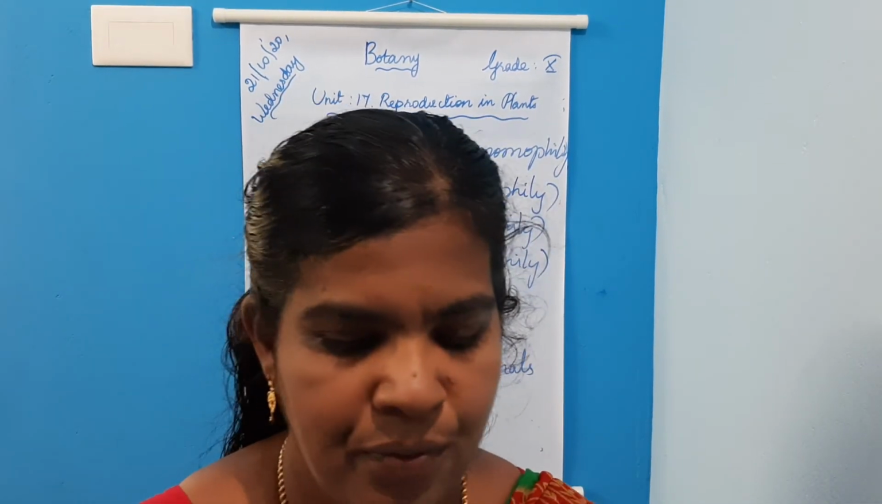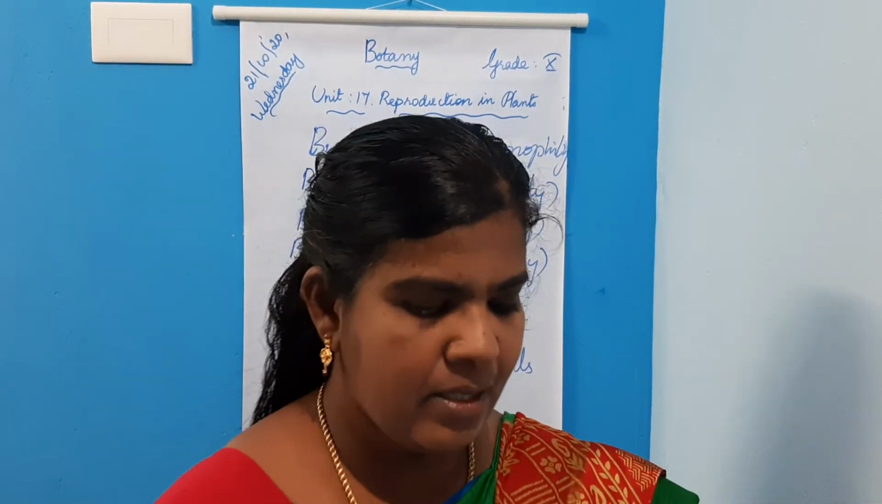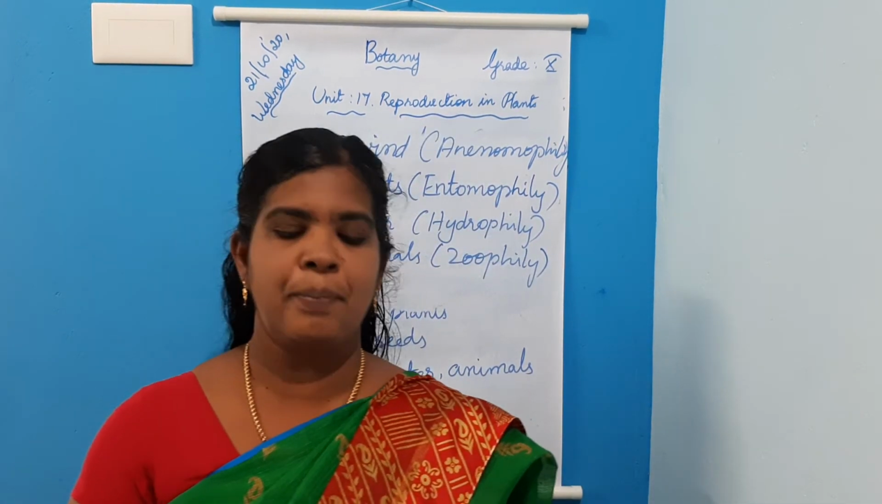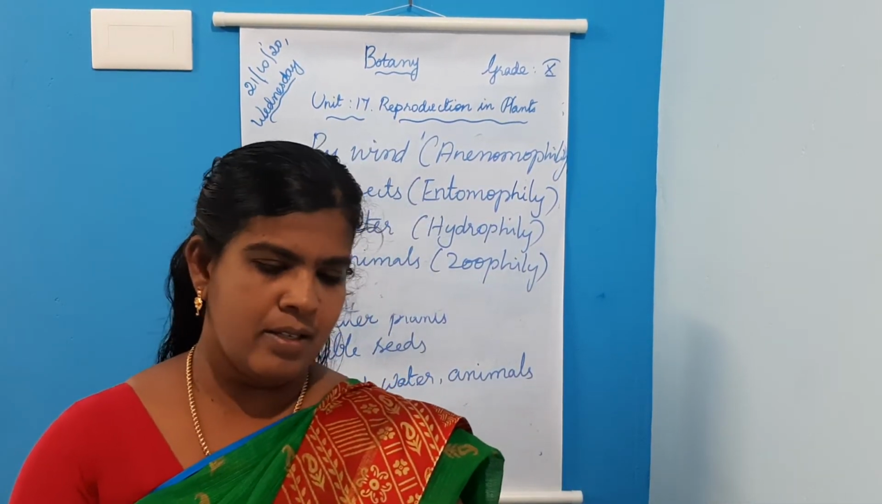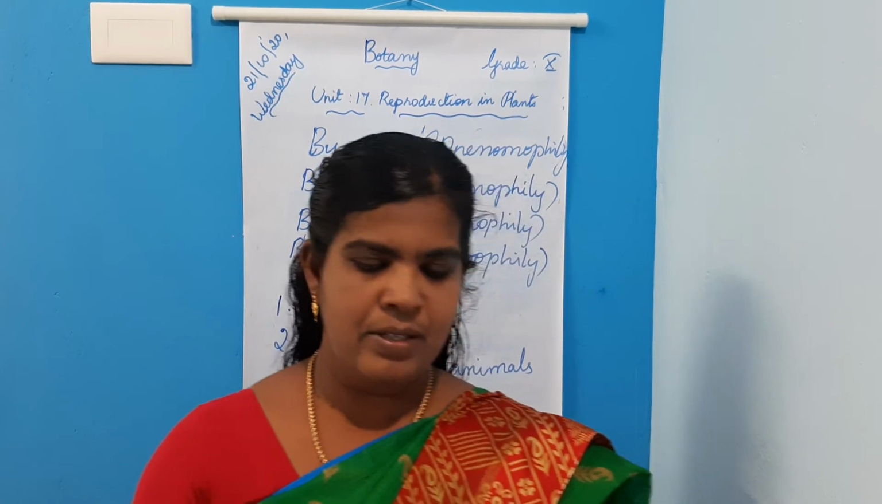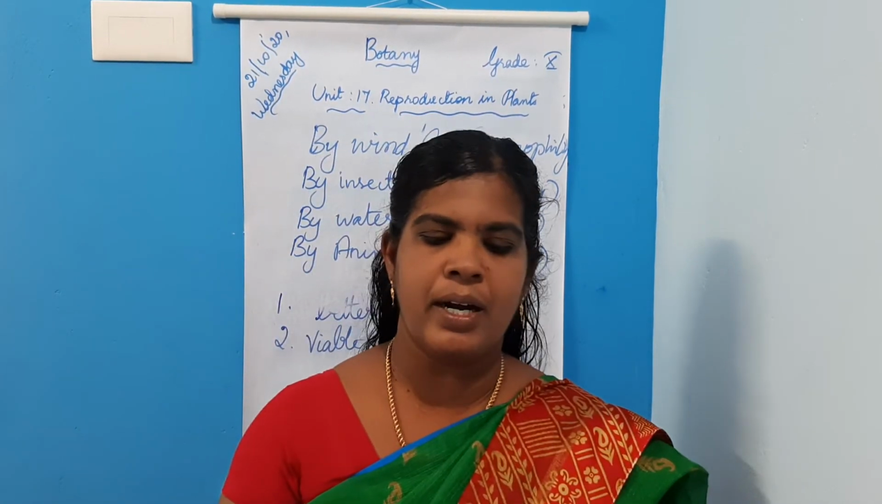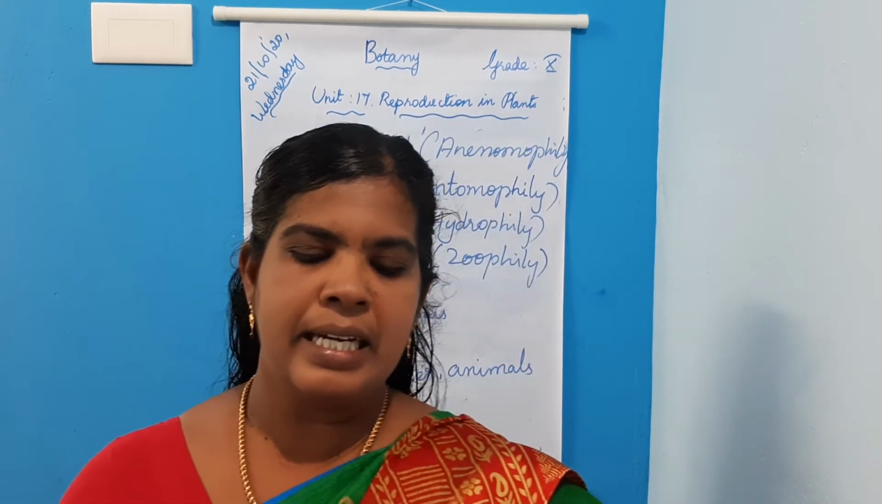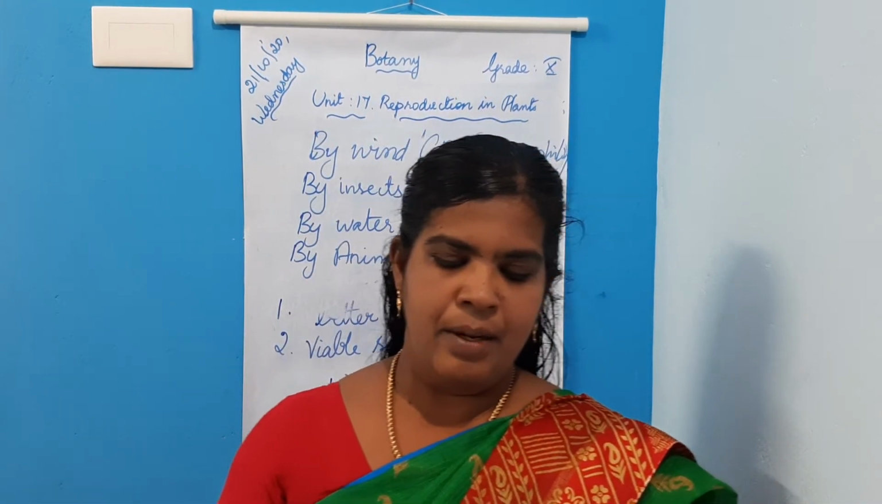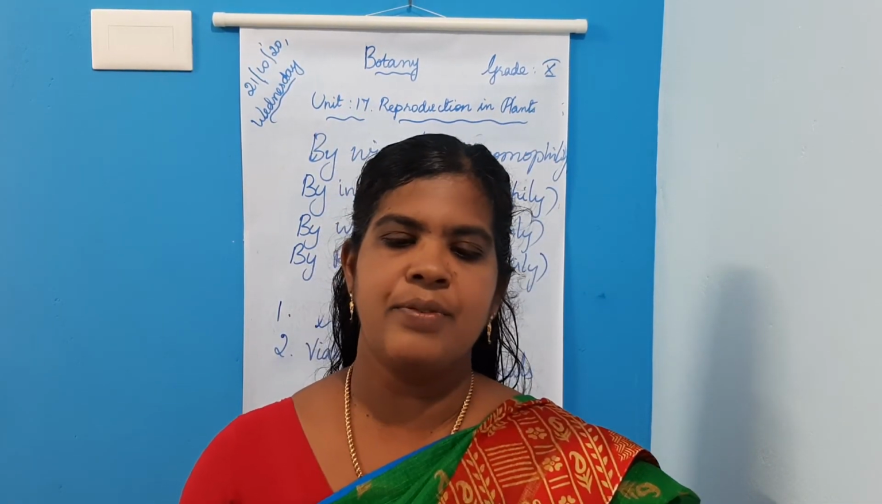Now you all turn to page 257. First, choose the correct answer. Fifth one: anemophilous flowers have large feathery stigma. Anemophilous flowers have large feathery stigma.